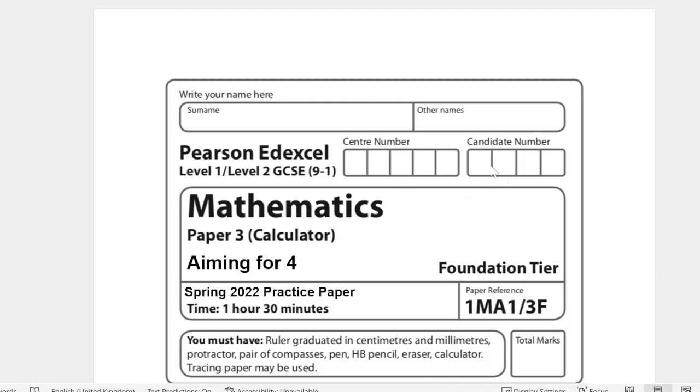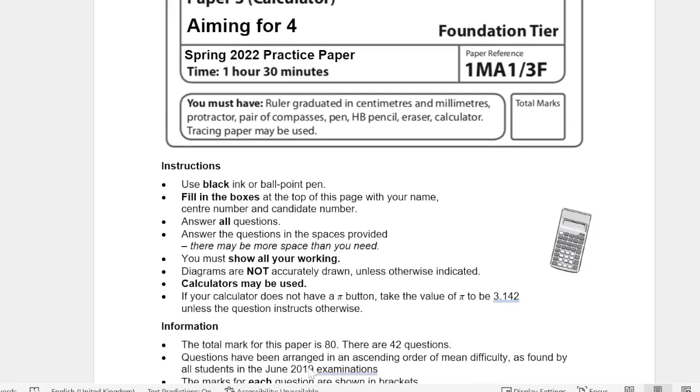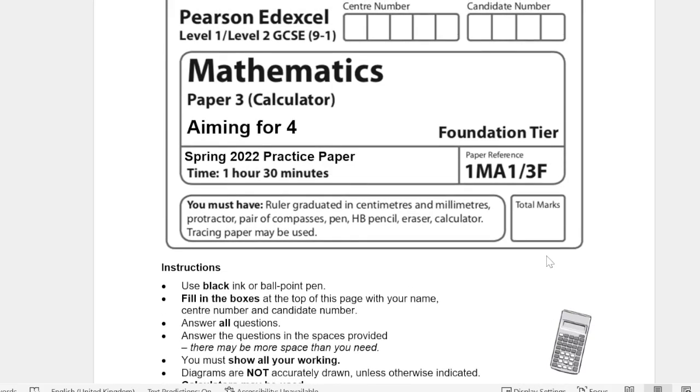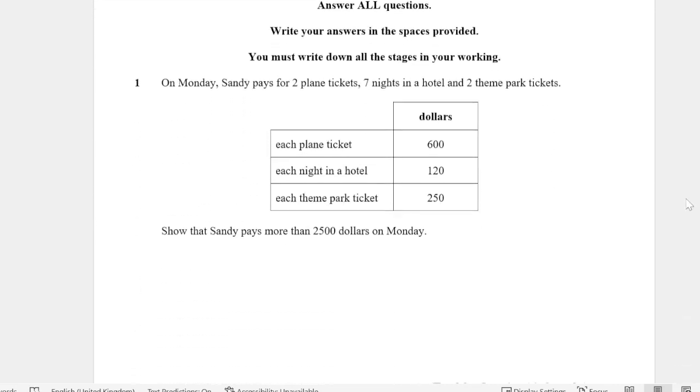Today we're looking at a really great set of revision papers produced by Edexcel. This is their Aiming for a Grade 4 series, and we're looking at Paper 3. It's a great revision for Paper 2 or Paper 3, written by them, based around questions that students found difficult in previous examination series. So we'll kick straight off with question 1.